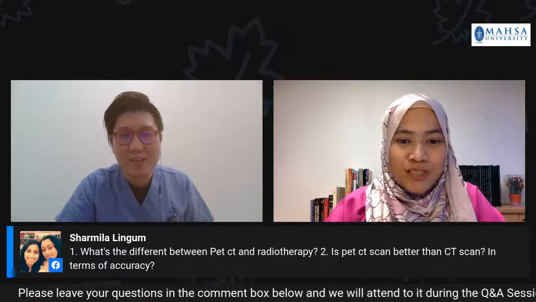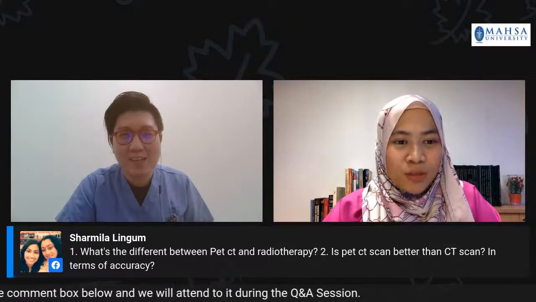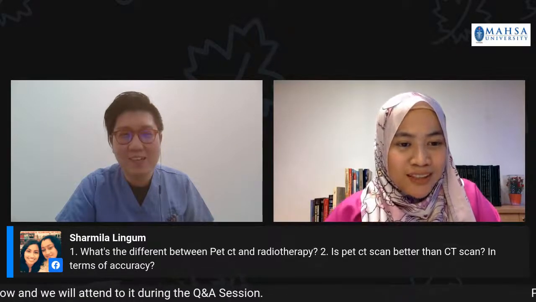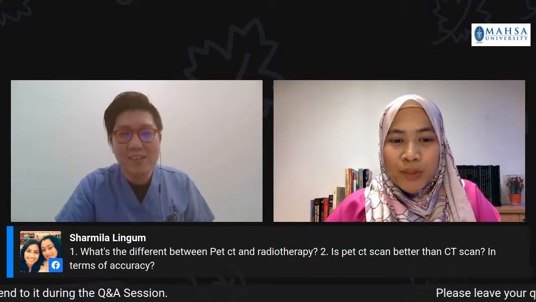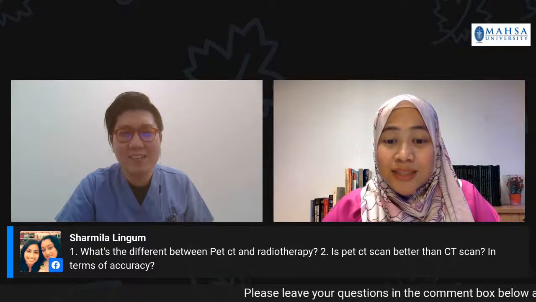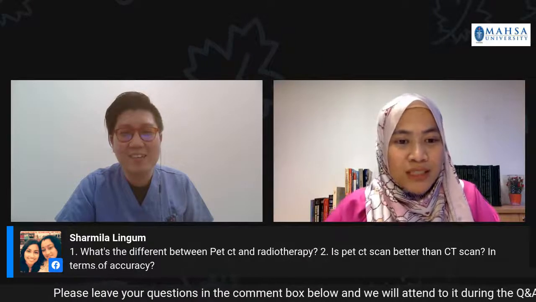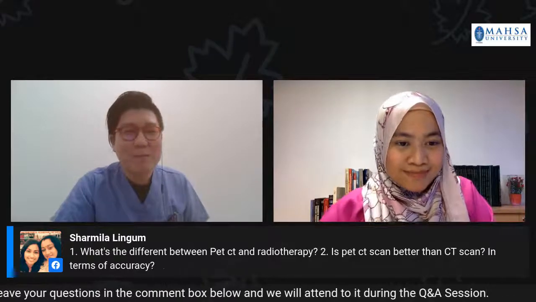Yeah, so this is the first question from Ms. Sharmila. There are two questions from her. The first one, what is the difference between PET-CT and radiotherapy? And the second one, is PET-CT scan better than CT scan in terms of accuracy?